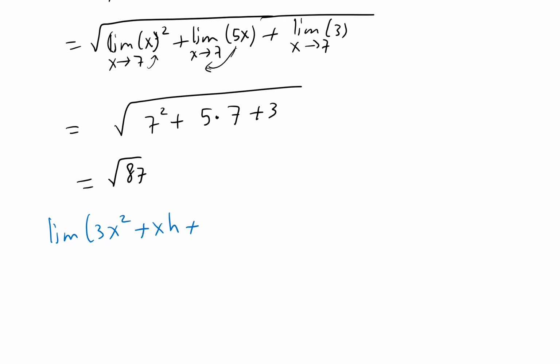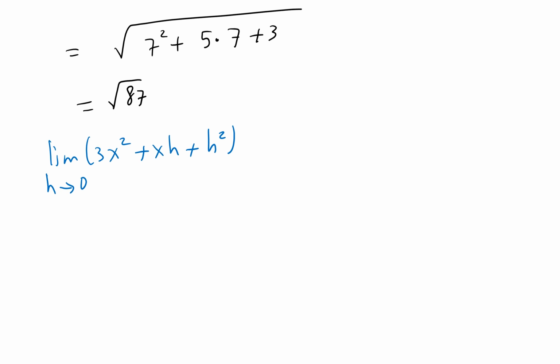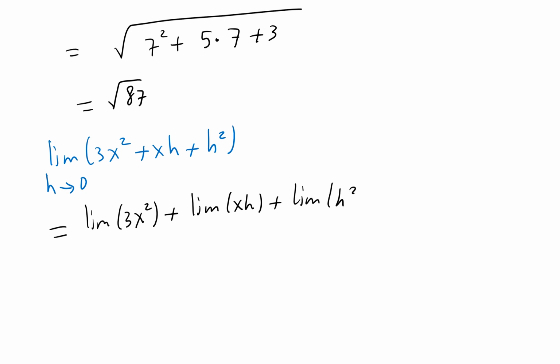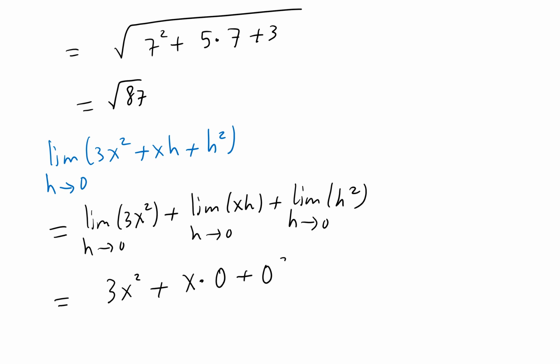Another example. Here h goes to 0, not x goes to 0. The way this goes, again, is the limit of the first one plus the limit of the second one plus the limit of the third one. As h goes to 0, that means the other variable is just a constant. So this is just a constant, 3x squared. You take the x out times 0 plus 0 squared. So the answer is 3x squared.